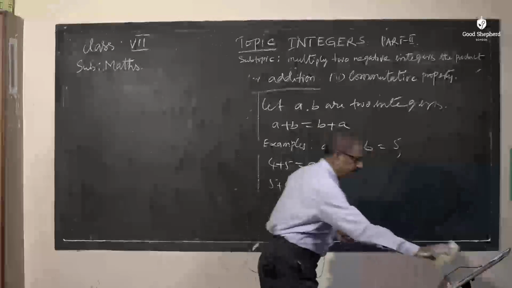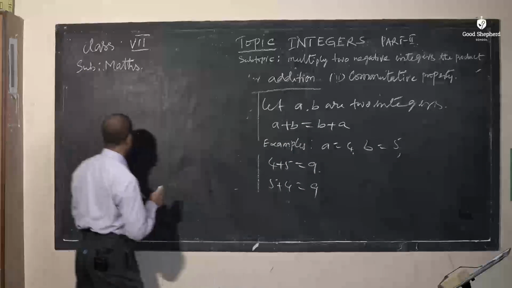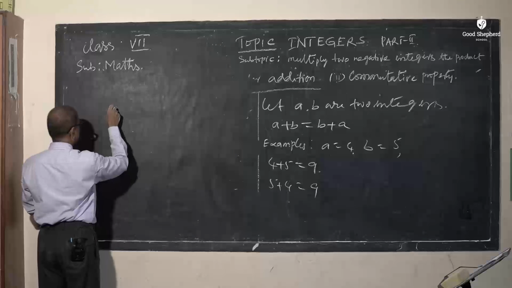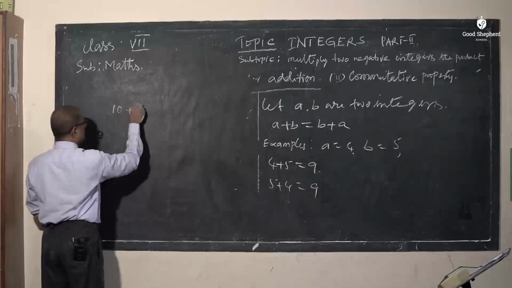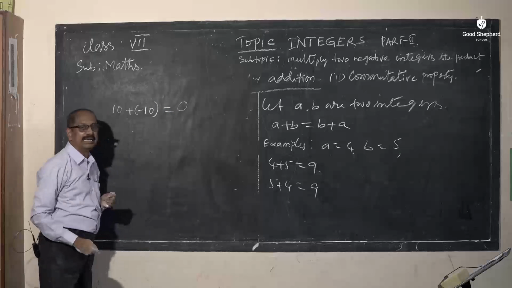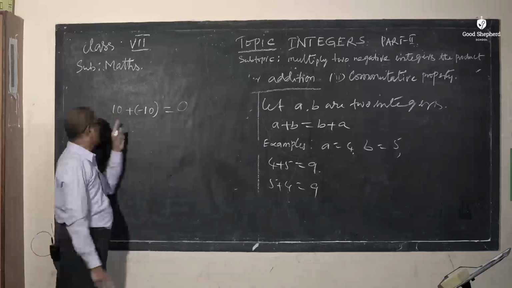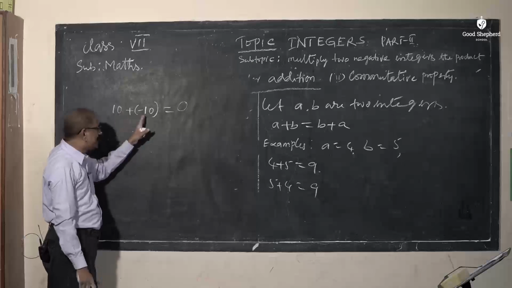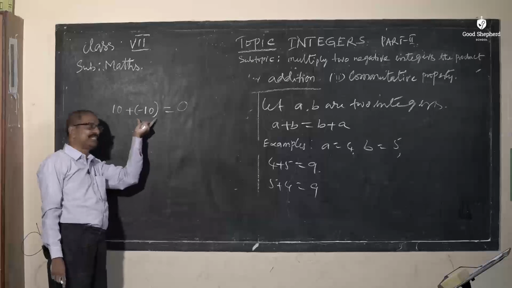Now we are also going to learn what is additive inverse. Here is plus 10. The additive inverse is minus 10. Their sum must be equal to 0. If we get 0, then the additive inverse of 10 is minus 10. For minus 10, the additive inverse is plus 10.